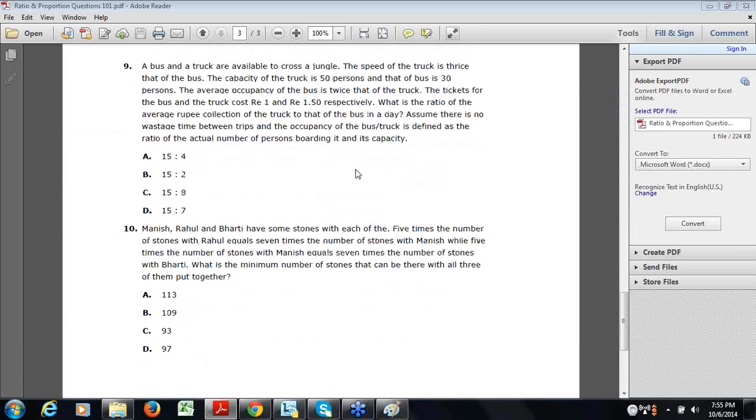Now I have a question. A bus and a truck are available to cross a jungle. The speed of the truck is thrice that of the bus. The capacity of the truck is 50% and the bus is 30%. The average occupancy of the bus is twice that of the truck. The tickets of bus and truck cost 1 and 1.5 respectively. Then what is the ratio of average rupee collection of the truck to the bus in a day? Assume there is no wastage of time between trips, and occupancy of a bus or truck is defined as the ratio of the actual number of persons boarding it and its capacity.